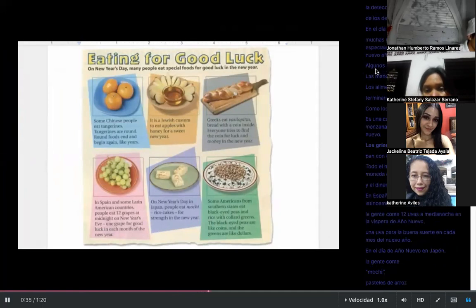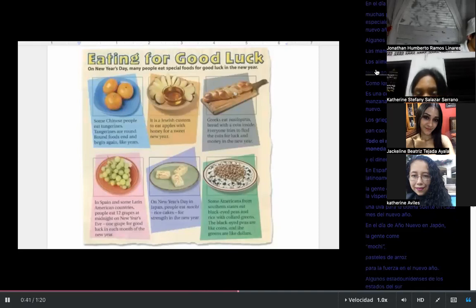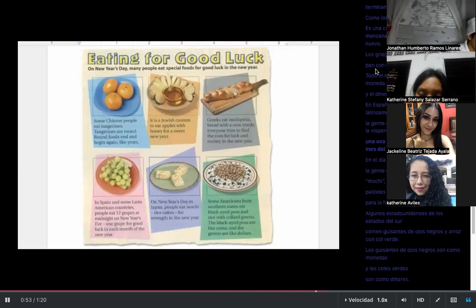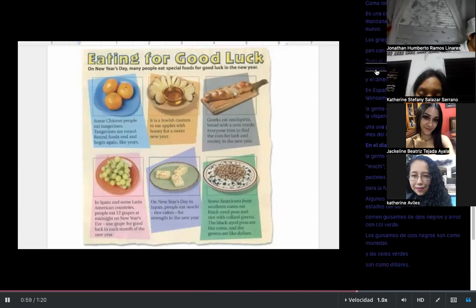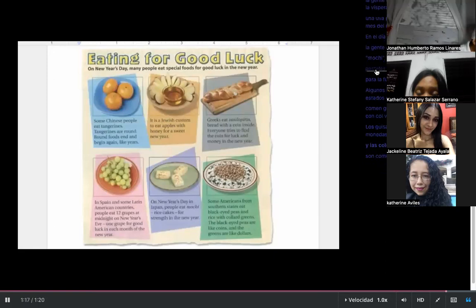Greeks eat vasilopita, bread with a coin inside. Everyone tries to find the coin for luck and money in the new year. In Spain and some Latin American countries, people eat 12 grapes at midnight on New Year's Eve. One grape for good luck in each month of the new year. On New Year's Day in Japan, people eat mochi, rice cakes, for strength in the new year. Some Americans from southern states eat black-eyed peas and rice with collard greens. The black-eyed peas are like coins, and the greens are like dollars.